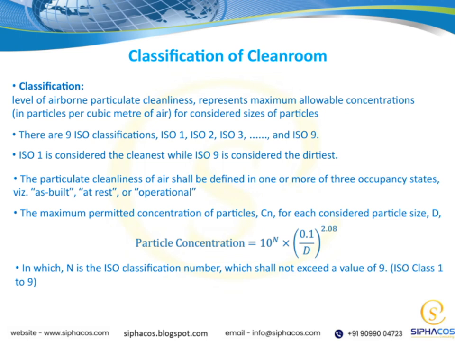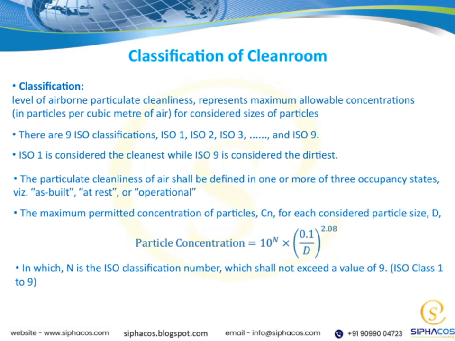The classification essentially sets the upper limit on how many particles of a given size are permitted per cubic meter of air. So, when we talk about classification, we're referring to the level of airborne particulate cleanliness. A way to quantify how clean the air is by specifying these maximum particle concentrations. There are 9 ISO classes, ranging from ISO 1 through ISO 9. Remember, ISO 1 is the cleanest environment, with the strictest particle limits, while ISO 9 allows for the highest concentration of particles and is considered the dirtiest.